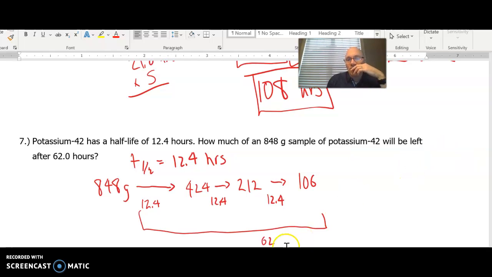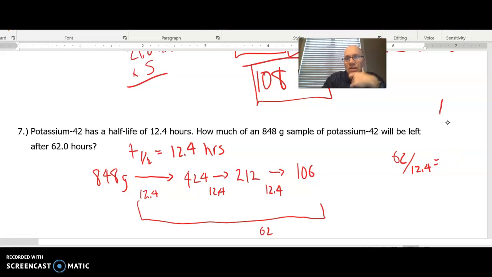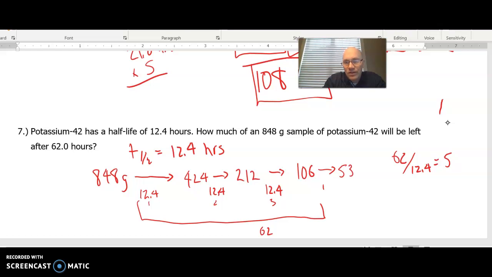One way that we could do that is to find out how many times 12.4 would go into 62. And we can see that that happens a total of 5 times. So that is 1, 2, 3, and we need to do it 2 more times. Breaking that in half, that would be 53. So that's 12.4 hours, and then taking 53 and dividing that by 2, that's going to give us 26.5.